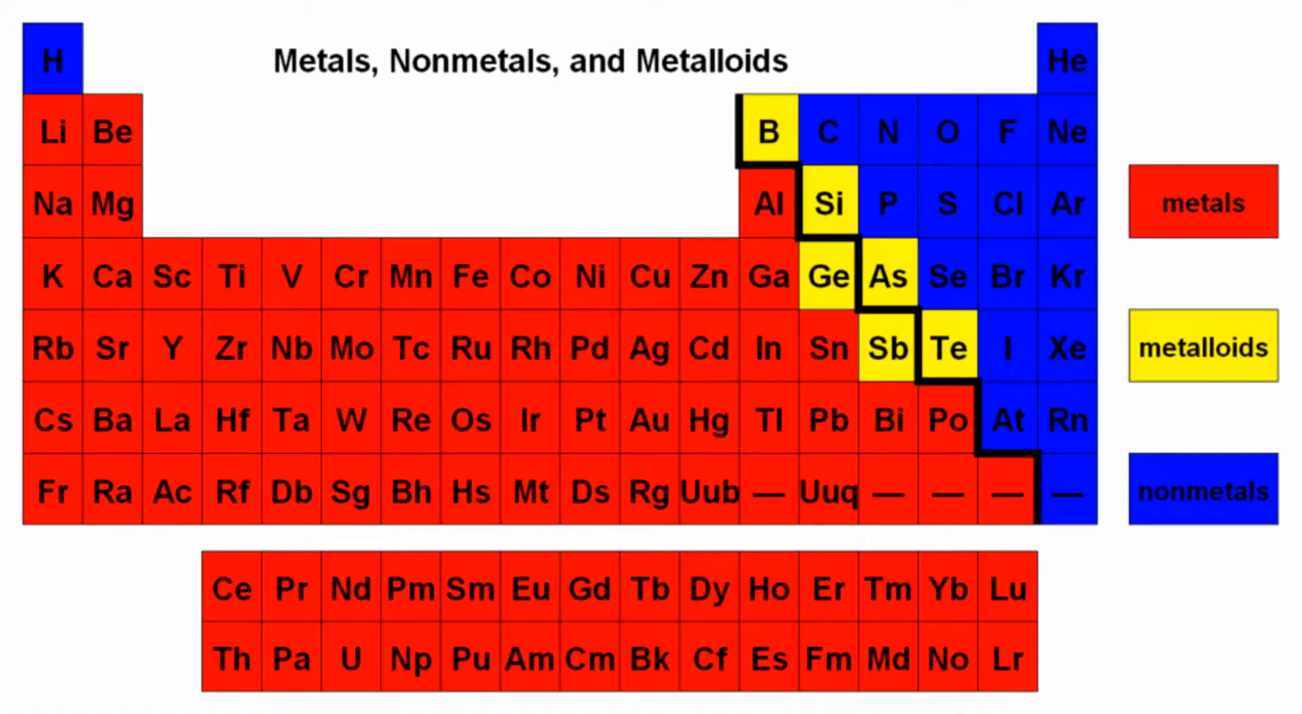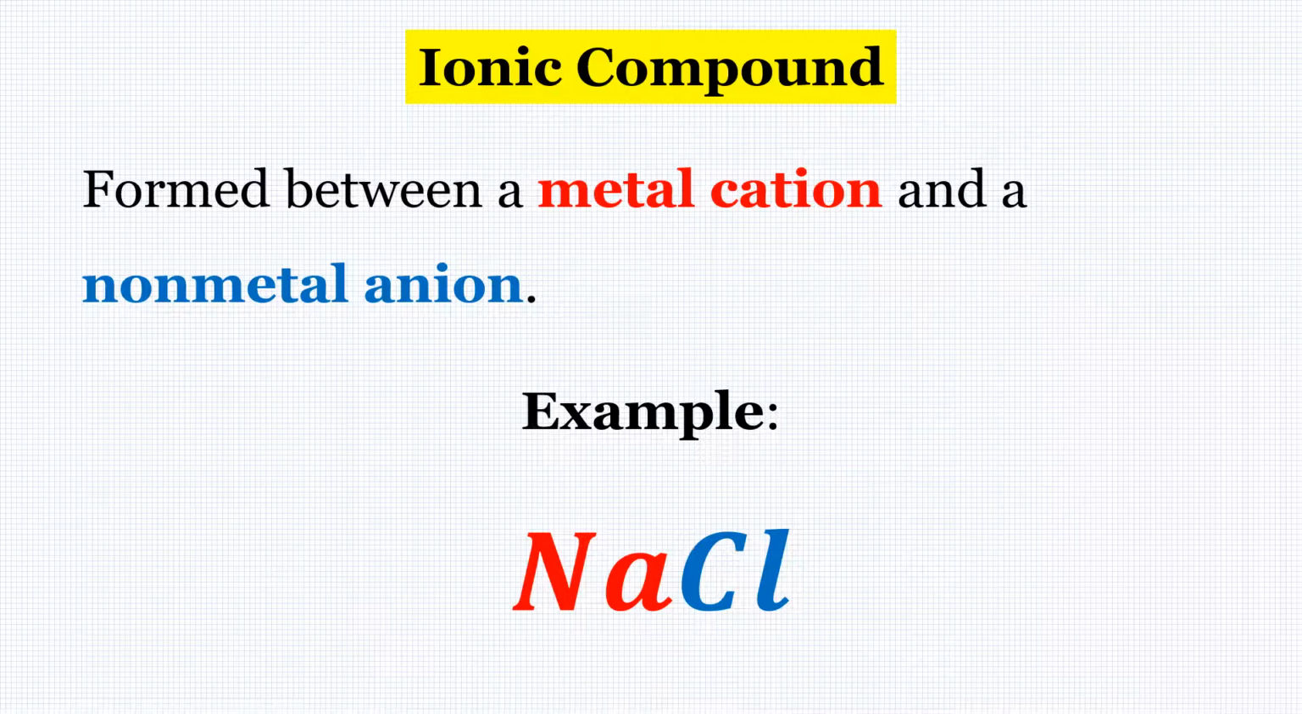So here's a periodic table, and if you look, all of the elements in red are metals. All of the elements on the right side in blue are nonmetals. So when we're forming ionic compounds, we're going to take one of the red elements and bond it with one of the blue elements. So an ionic compound is formed between a metal cation and a nonmetal anion.